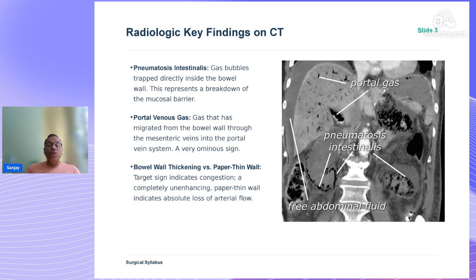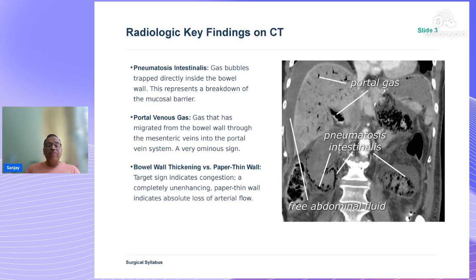So, presence of portal venous gas, as again shown in this diagram of a CT scan, indicates that there is a transmural infarction with the gas entering through the mesenteric veins into the portal venous system.